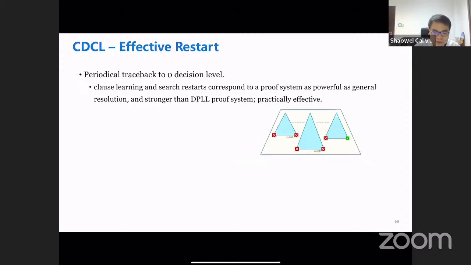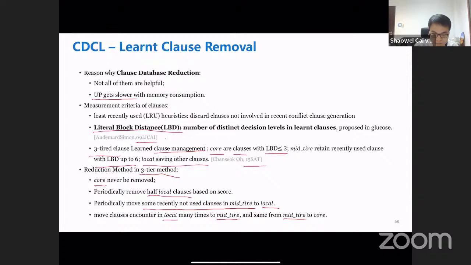And CDCL is also... Hi, Troy. Yeah, I have a question. I saw this three-tier clause. Can you hear me? Yes.